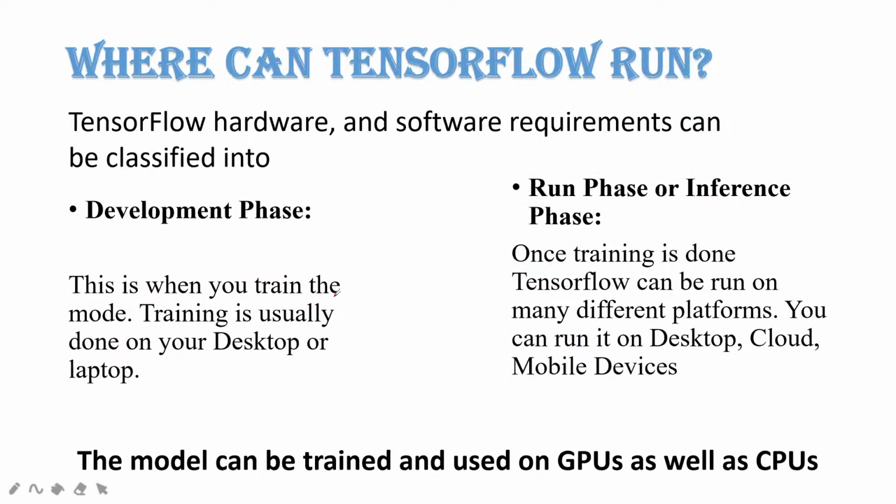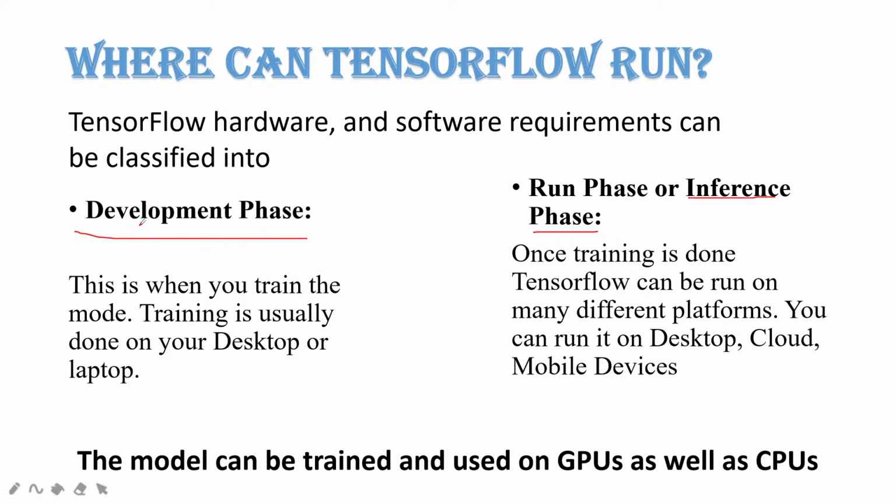If you take the TensorFlow hardware or software requirements, we can classify them into two types. Whether you are using TensorFlow based on hardware or on software, it's not a problem, but we have two types of running procedures. One is the development phase, the next is the run phase, or inference phase. What is the main difference between the development phase and the run or inference phase?